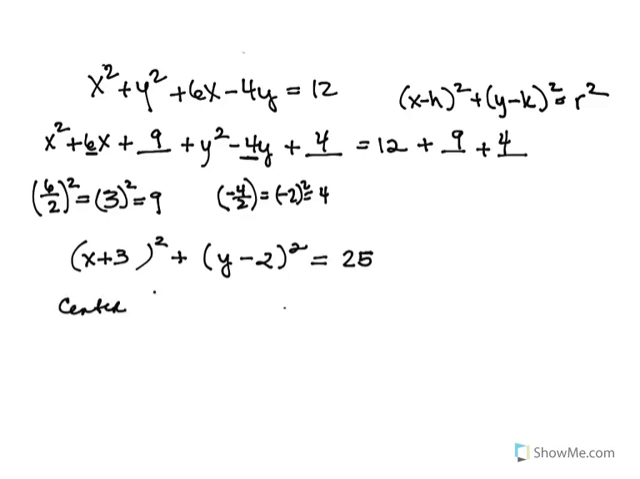So our center here is negative 3, 2. And the radius would be 5. And so then if you have to plot it, you would plot it. If you need the domain and range, you would do that. So that is how we complete the square in order for us to write the circle equation in standard form.